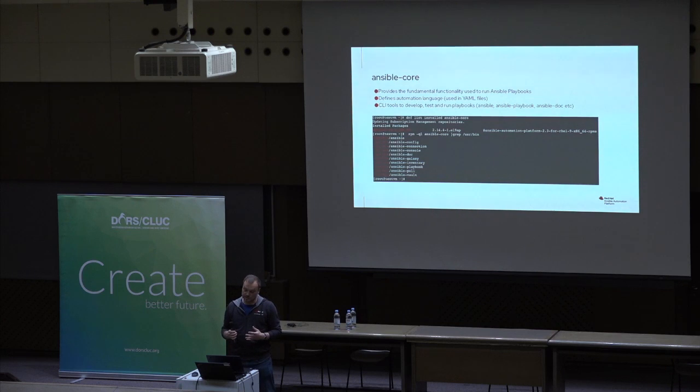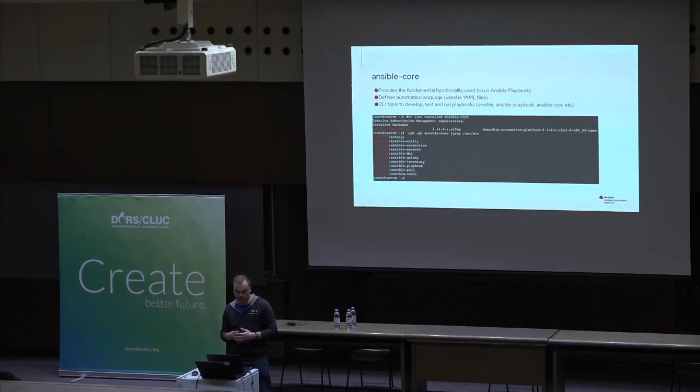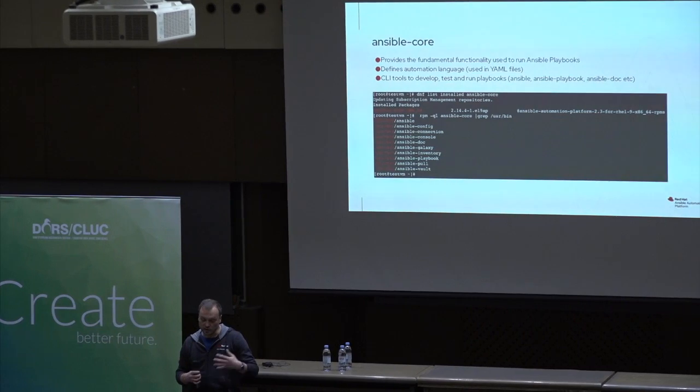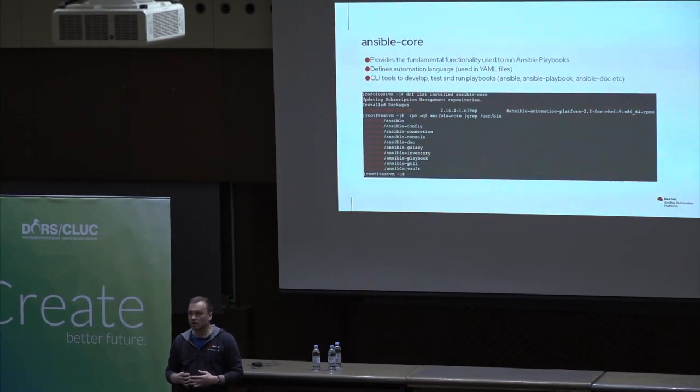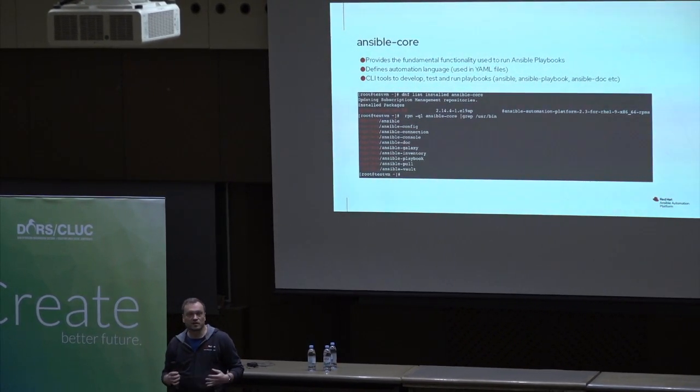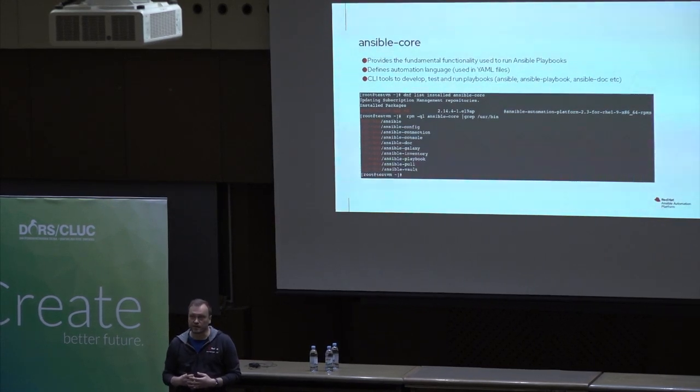So the crucial part of every solution which is based on Ansible is Ansible core. Whether we are using a community version of Ansible, the CLI version, AWX, or Ansible Automation Platform, which is a Red Hat product, we always have to have Ansible core, because this is the component which provides us the fundamental functionality to run our playbooks.